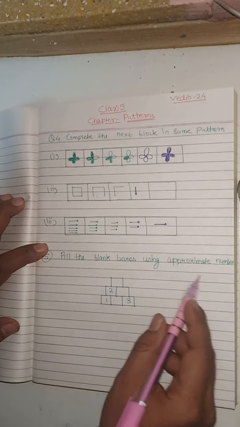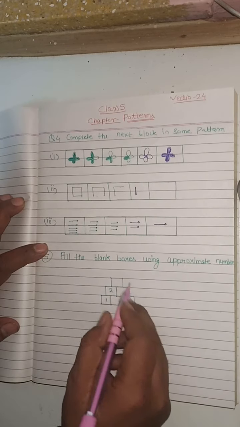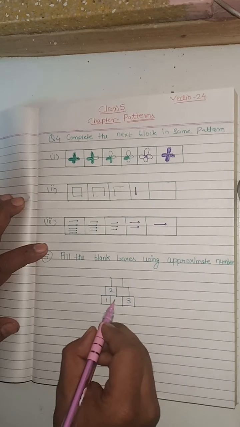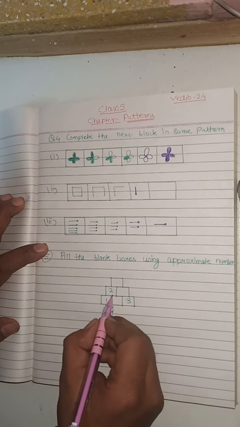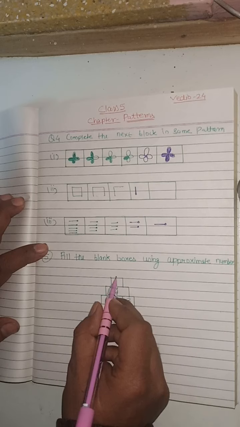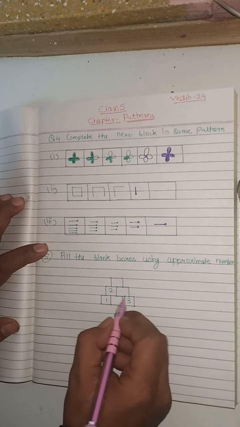Now fill the blank boxes using the appropriate number. Using the appropriate number, what can we fill in this? According to us, we can use any kind of pattern in this, but the pattern should follow from the top and on both the sides.